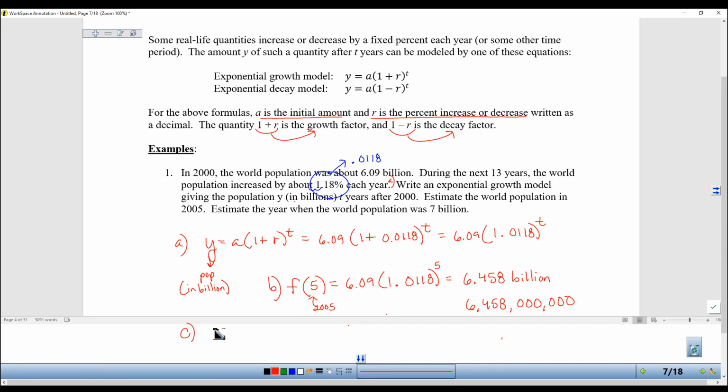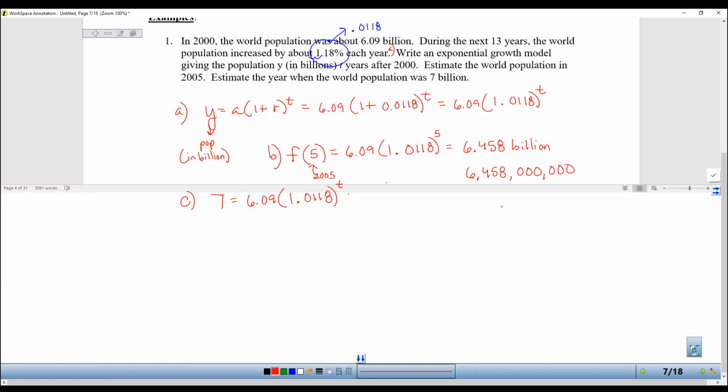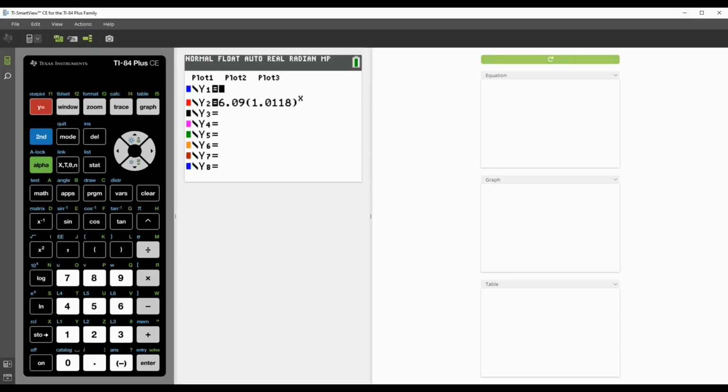So now they're giving you the y. When is it 7? And it's your job to figure out what the t is. Now, in order to do this, you need to know about something called logarithms, which we're going to learn later in this chapter. But for right now, since you don't know logarithms, we're going to solve this on our calculator, which is always a great way to solve an equation that you don't know how to solve algebraically. So I'm going to plug this in as y1 and this in as y2. So I've plugged my 7 in as y1 and my equation in as y2.